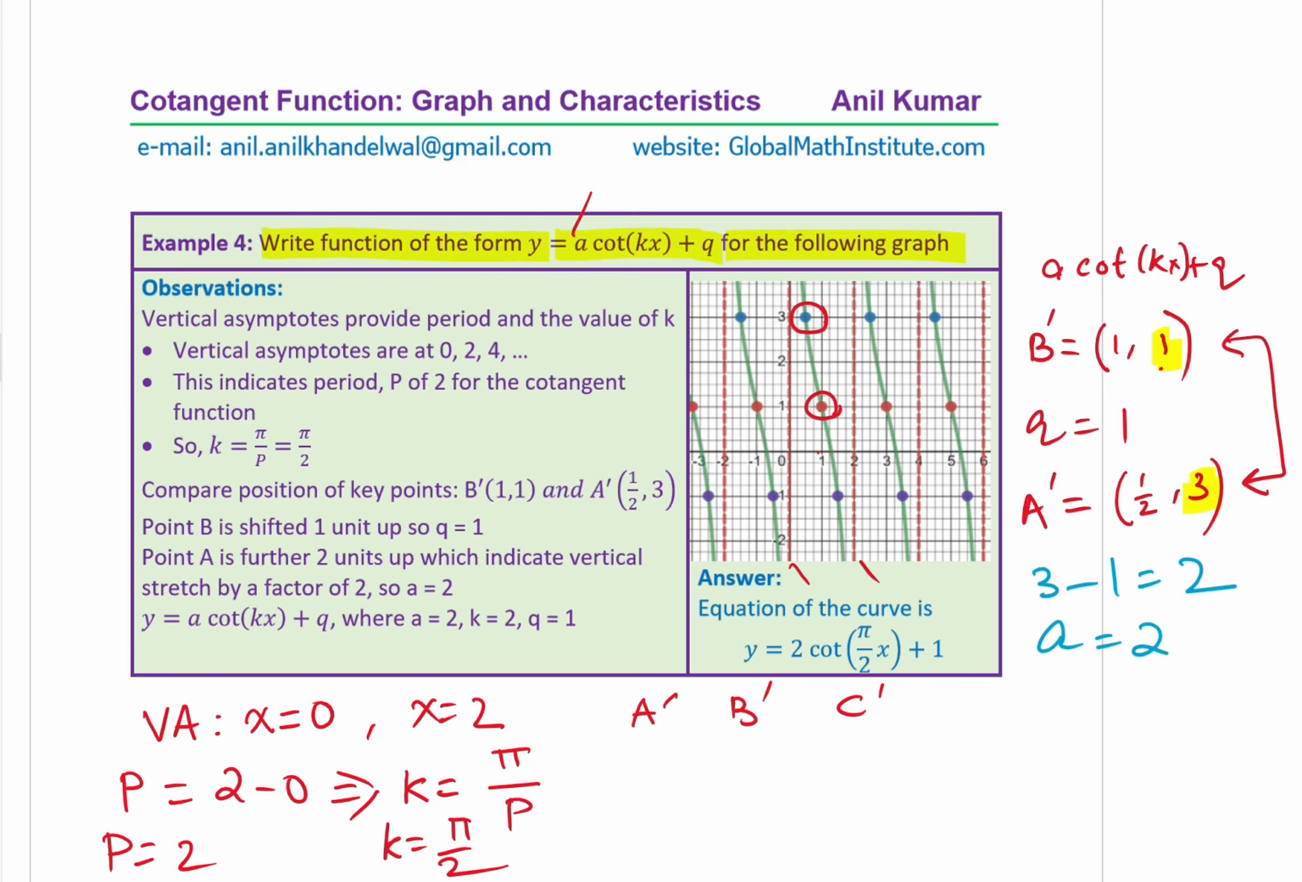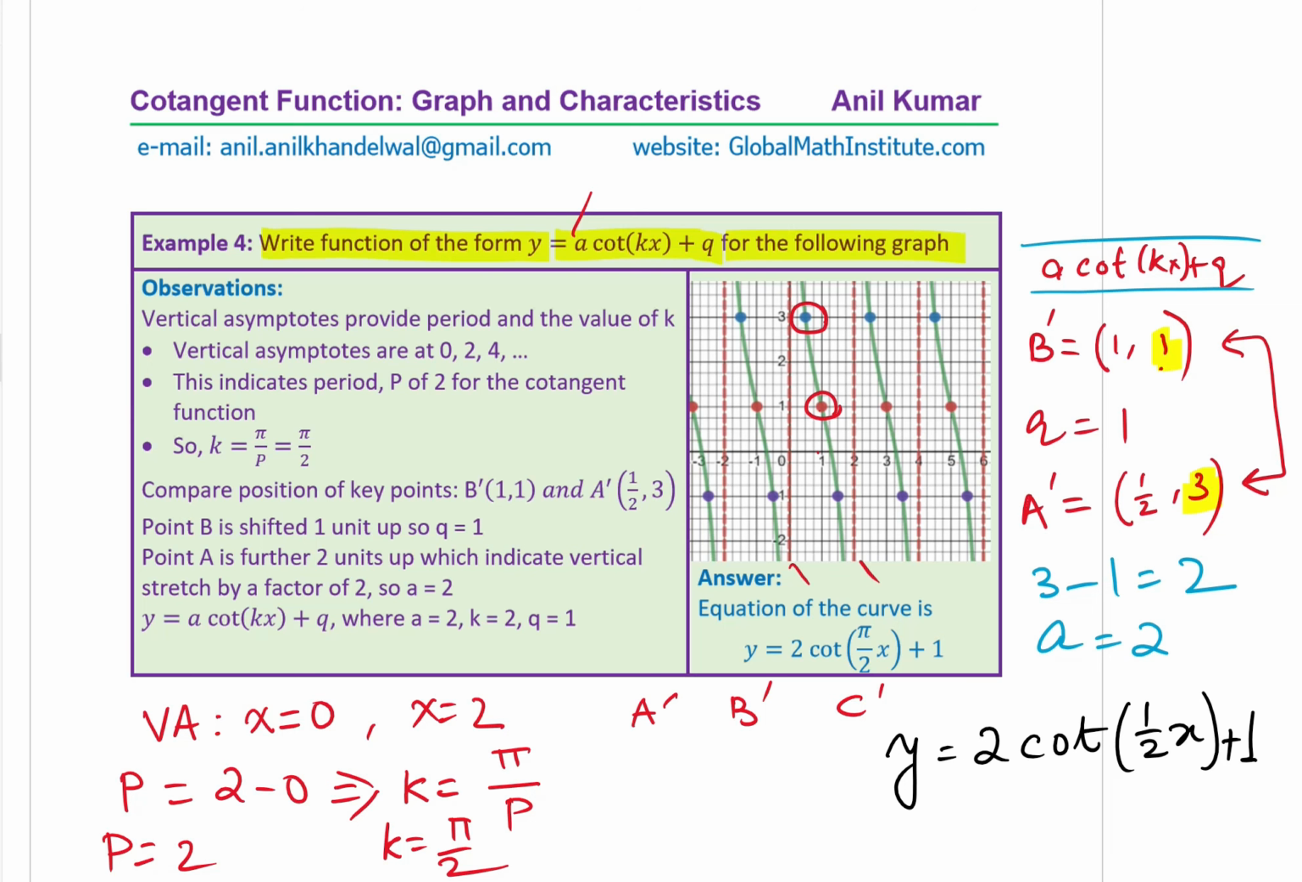Substituting these values into our function, right, we get the answer. And therefore, the answer is that the function is y equals, a is 2 for us, so 2 cotangent, right, k is half for us, we just calculated, right, and the value of q is 1, so we get 1. Perfect. So that is how very easily from the graph we can get the equation.